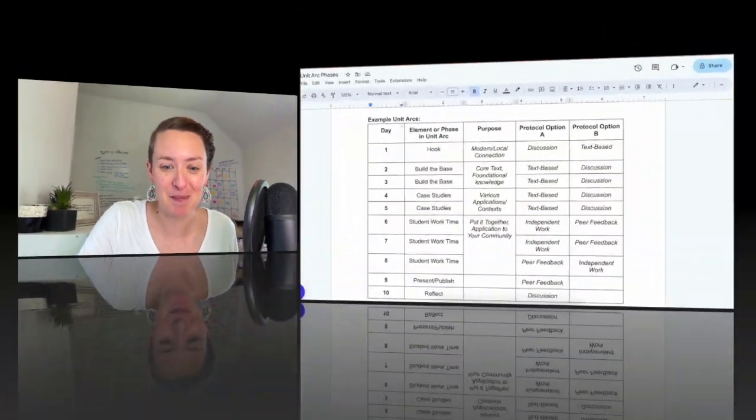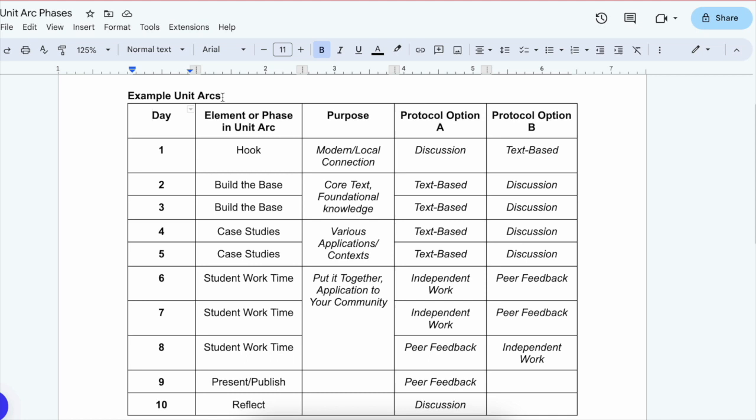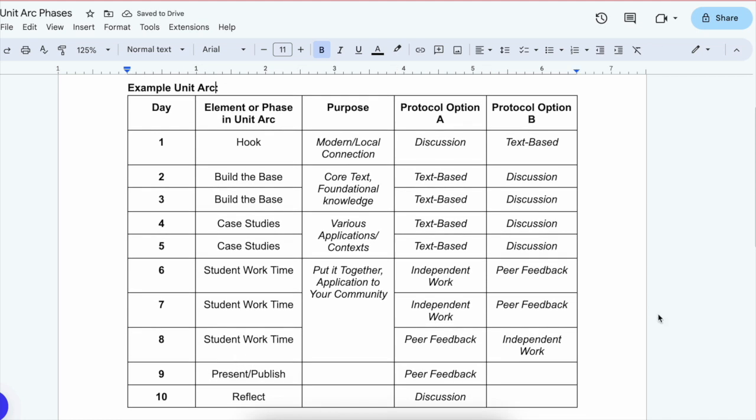Okay, here we go. An example unit arc. I don't know why it says arcs, plural, arc 1. And this is a sample unit arc that was for a program where they would meet 10 times during the course of a quarter. So this is obviously not a typical unit length, I would say, but you can lengthen it for as much as you want. The concepts still remain true.